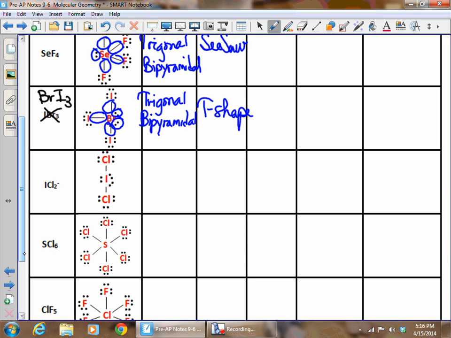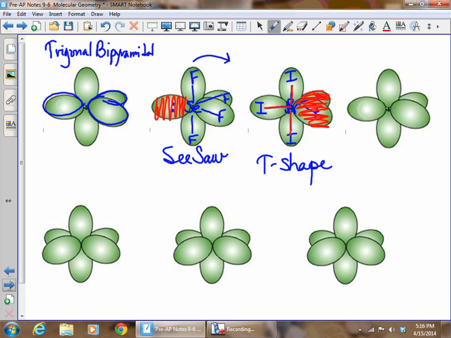The next one, ICl2. I got that one right. ICl2, we're going to have I in the center and two Cl's around it. But if you notice, this one's kind of strange. We've got 1, 2, 3, 4, 5 pairs of electrons around the central atom. So it's still, yes, once again, trigonal bipyramidal. This is our last trigonal bipyramidal type structure. And now let's see how that plays out in our example over here.